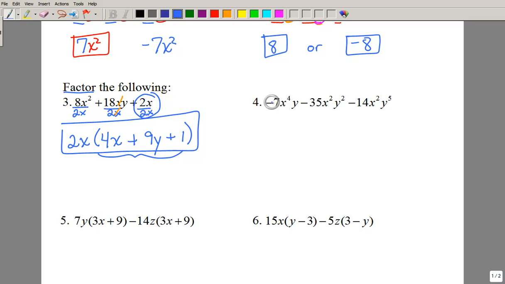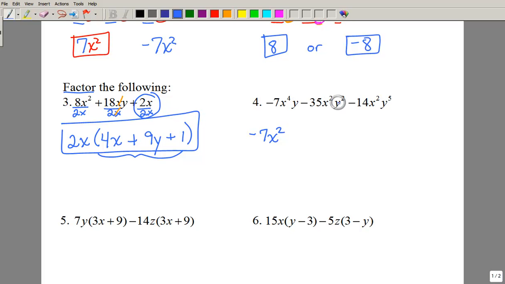So we want to look at those coefficients, 7, 35, 14. But also notice that they're all negative. So I think I'm going to take my GCF out as a negative 7. I see a lot of letters. That has an x, that has an x, that has an x. And so x must be part of it. But let's look at those powers. X to the fourth, x squared, x squared. So x squared is the lowest.